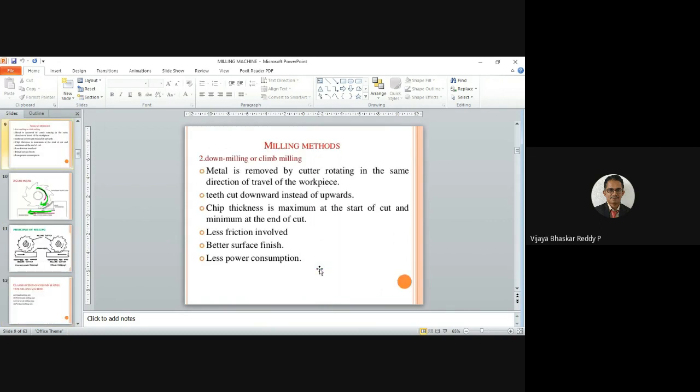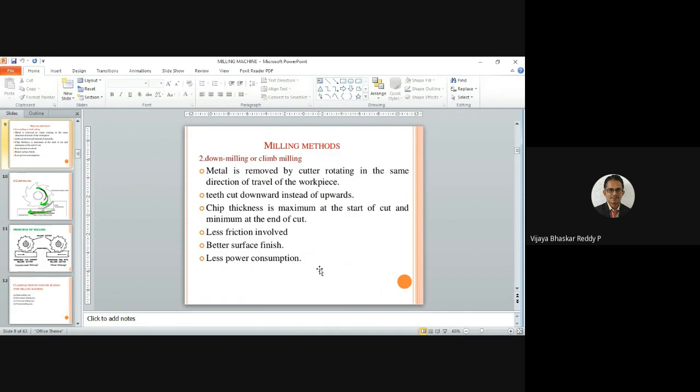And what about the down milling process? The second one is down milling, or climb milling. Metal is removed by the cutter rotating in the same direction as the workpiece feed. Both the cutter as well as the workpiece are in the same direction, so the teeth cut downward instead of upwards.